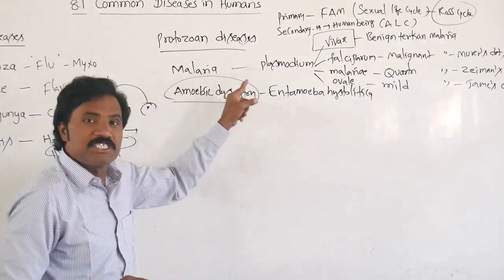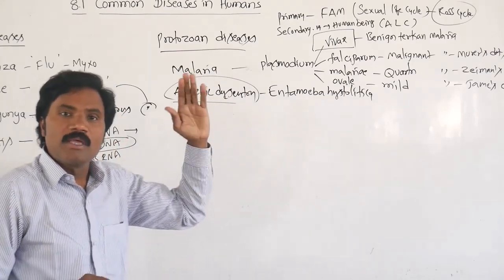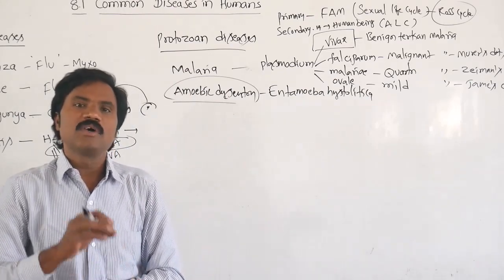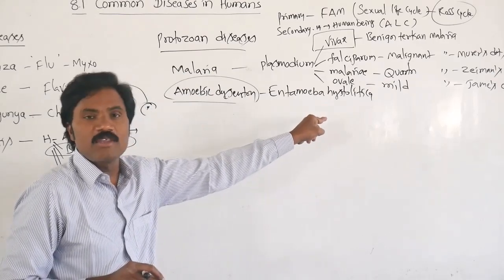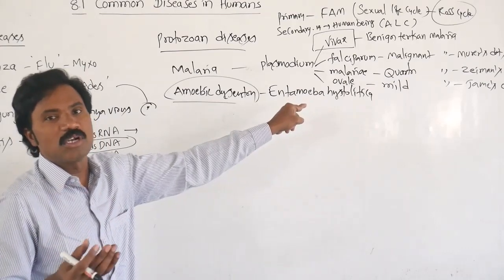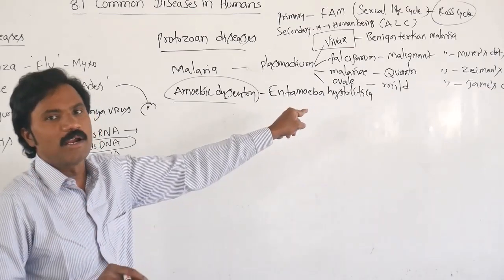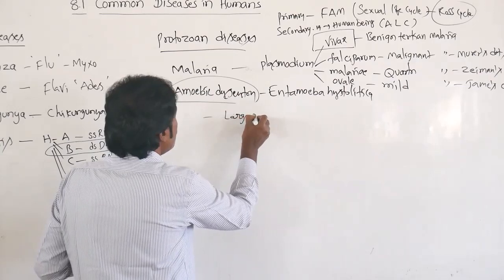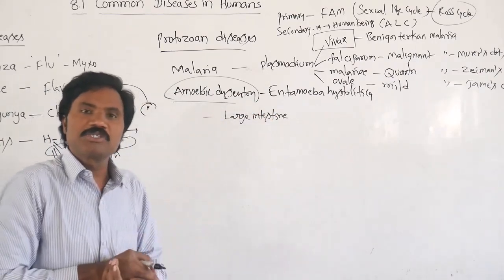Okay? So after completion of malarial disease, then amoebic dysentery. The specific type of mechanical vector is the housefly. But it is a monogenetic parasite. It does not have two hosts, only a single host. It completes its life cycle only in the human being. But where does it live? It lives in the large intestine.